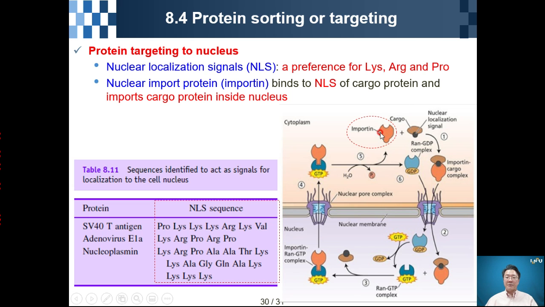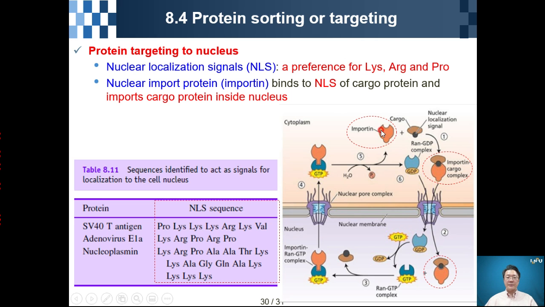So importin binds to the NLS of cargo proteins, and they make the importin-cargo complex like this. After that, this protein can be transported inside the nucleus. So once again, importin binds to the NLS of the cargo protein. After that, the cargo protein is imported inside the nucleus. Okay, so this is the mechanism. In the next slide, we will see the structural information of importin.